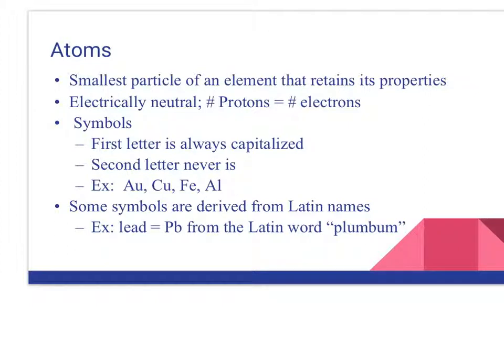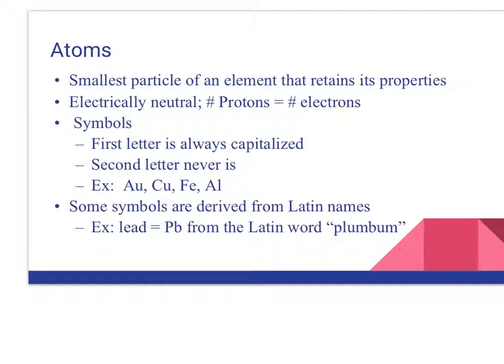Okay, so first of all, an atom. Almost everything we talk about in chemistry revolves around this idea of atoms. Okay, by definition, the atom is the smallest particle of an element that retains its properties. It is important to note that atoms are electrically neutral, meaning the number of protons equals the number of electrons, and we'll talk more about protons and electrons later.